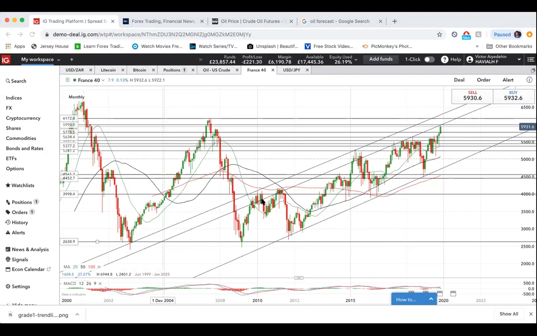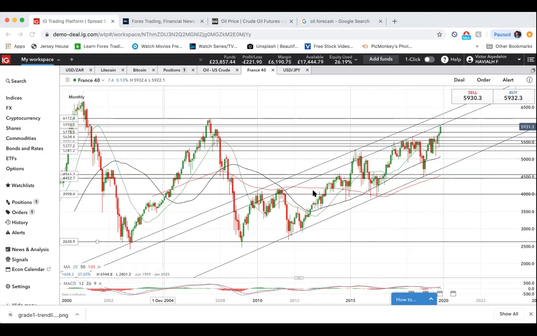Sometimes it just edges up a little bit, sometimes not all the way. Hence the reason why I have this little tunnel at the top here, just to say my resistance is between this point and this point, and the prices are inside here.